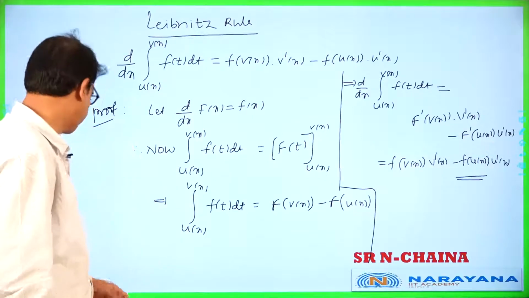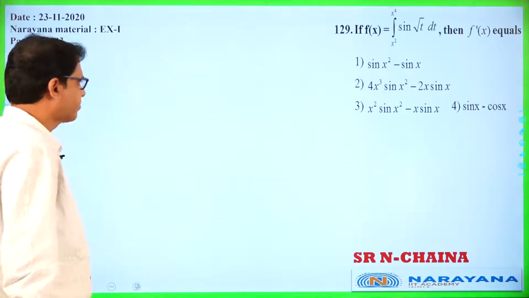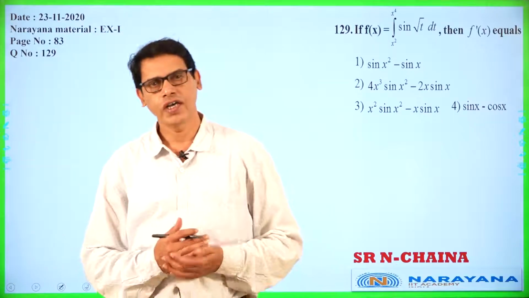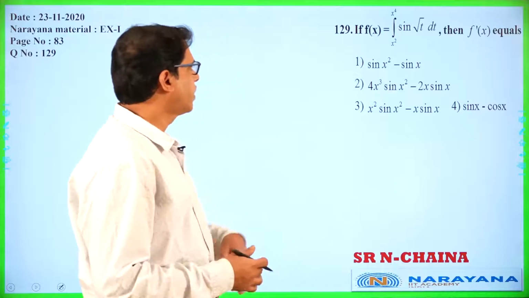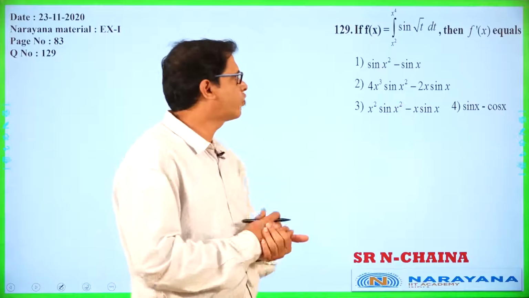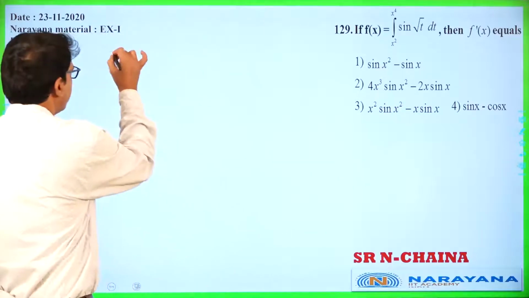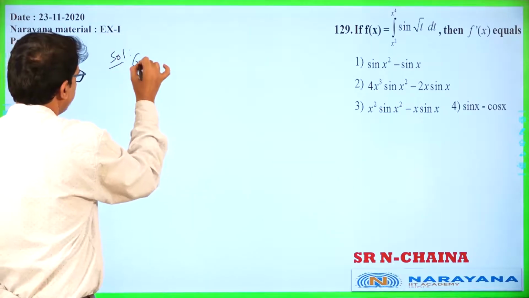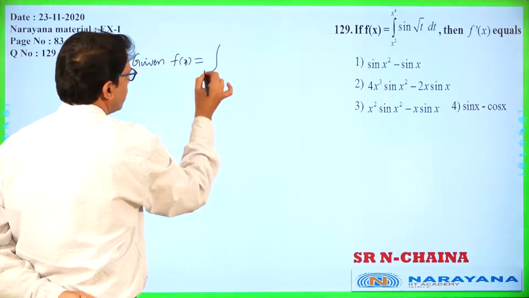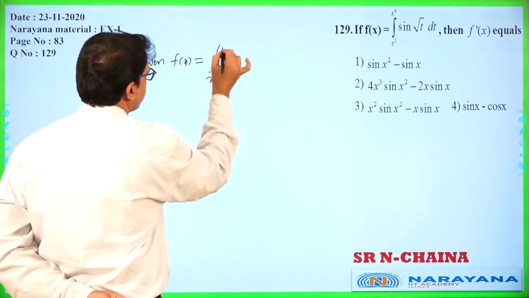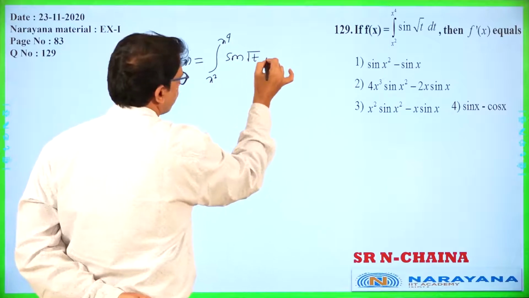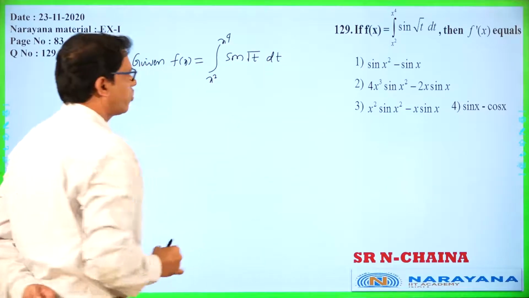Next one, question number 1. Just an application of the Leibniz rule. Here f of x is given, and we have to find f dash of x. Given f of x equals the integral from x square to x to the power 4 of sine of root over t dt.